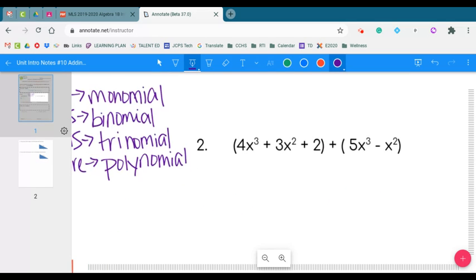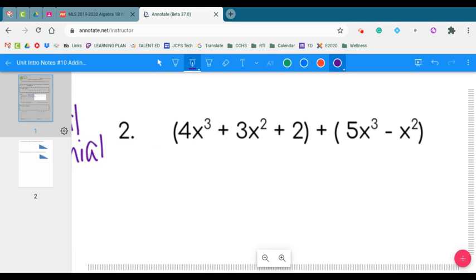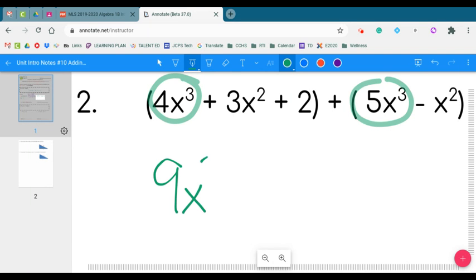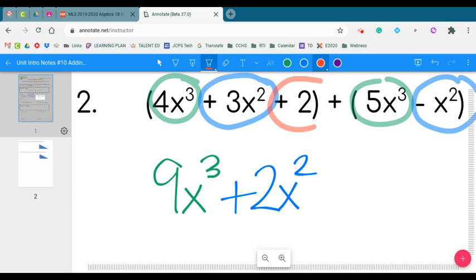Okay, so the next one, we have 4x cubed plus 3x squared plus 2, and then we have plus 5x cubed and minus x squared. So I have my 4x cubed and 5x cubed. Could add those together because they're both positive, so I'm going to get 9x cubed because my exponent stays the same. 3x squared can be combined with negative x squared, so it's 3 minus 1, which is going to give me 2. And then I have my lonely 2. There's nothing I can add to it, so I'm just going to tack it on the end.